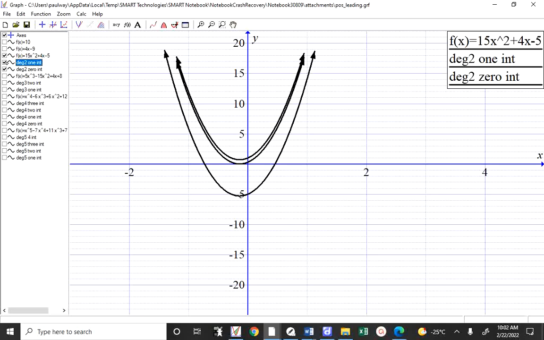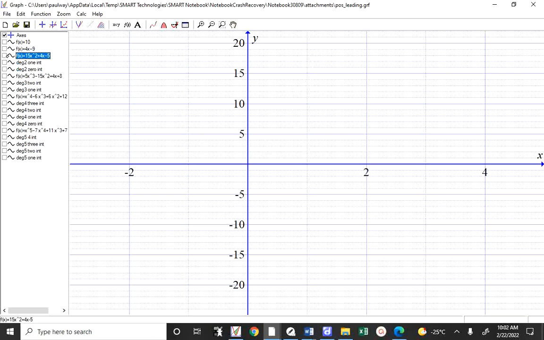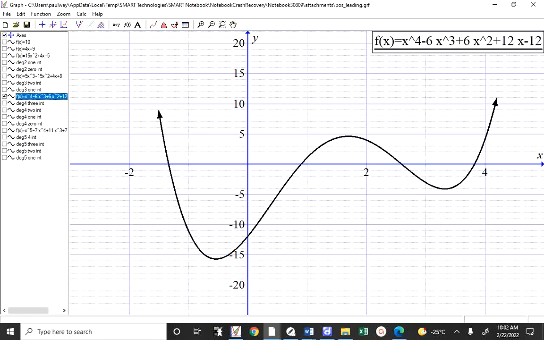So if it's an even degree, it can have no x-intercepts because the arms are both in the same direction. Or it can have any number less than that number down to 0 if it's even. Let's see if this works for degree 4. Probably not a surprise that degree 4 can have 4 x-intercepts.